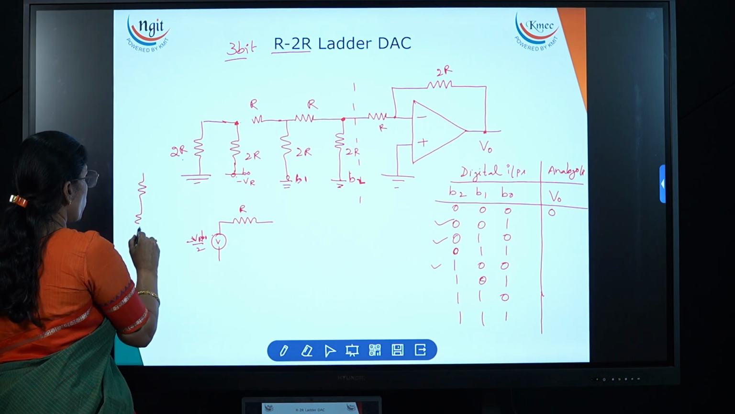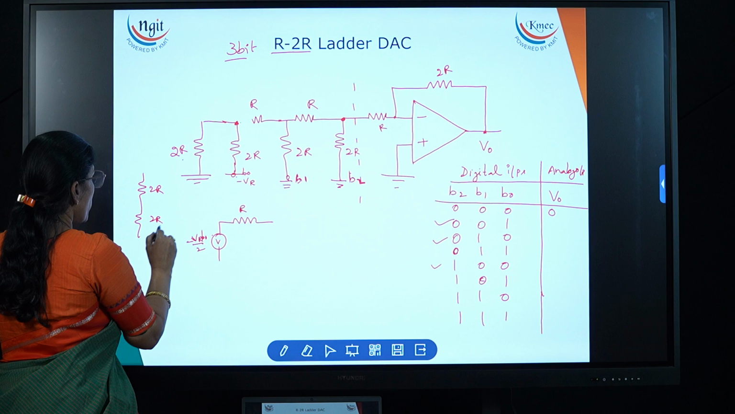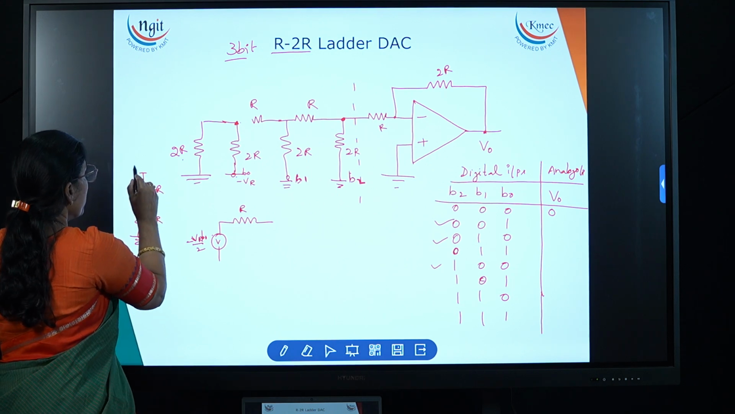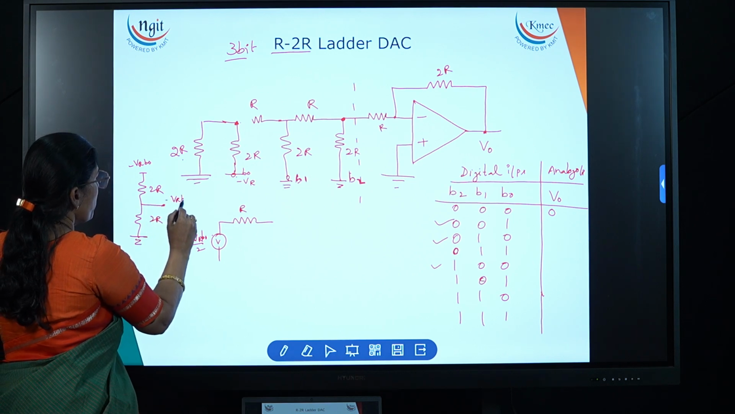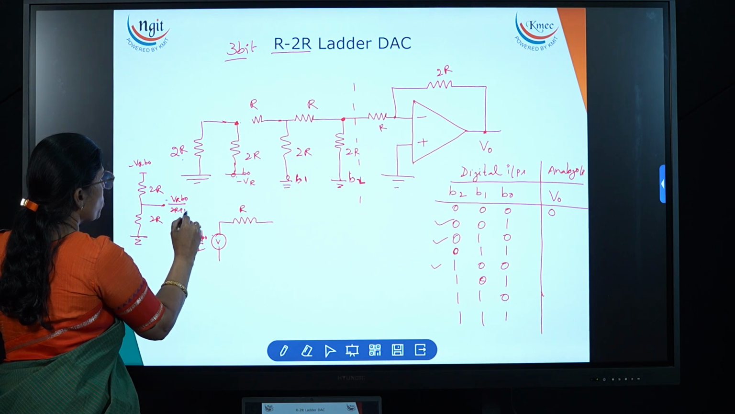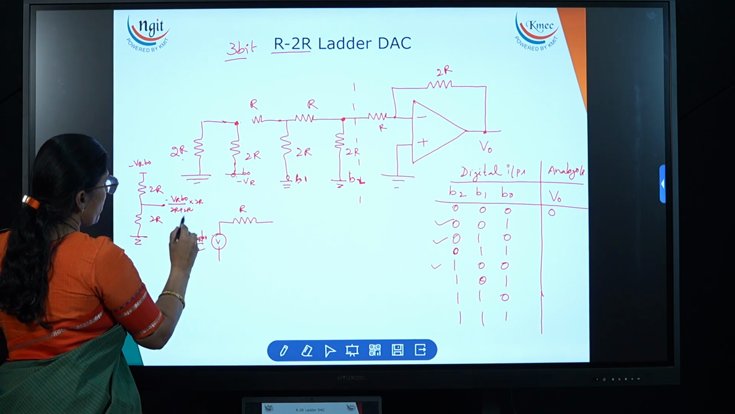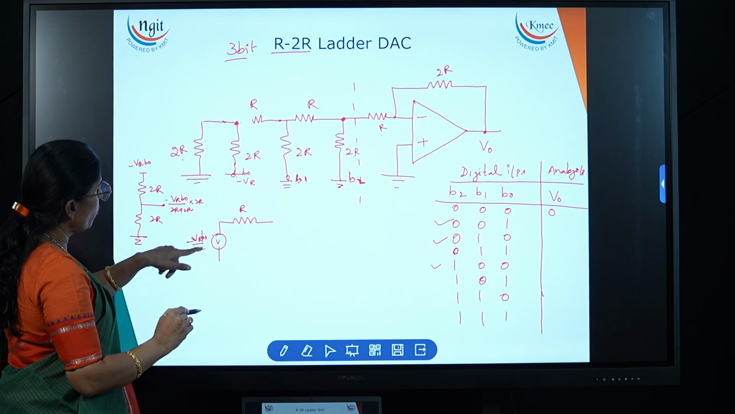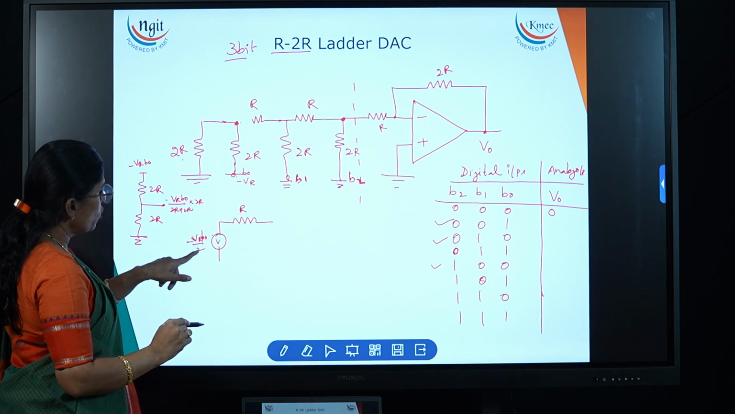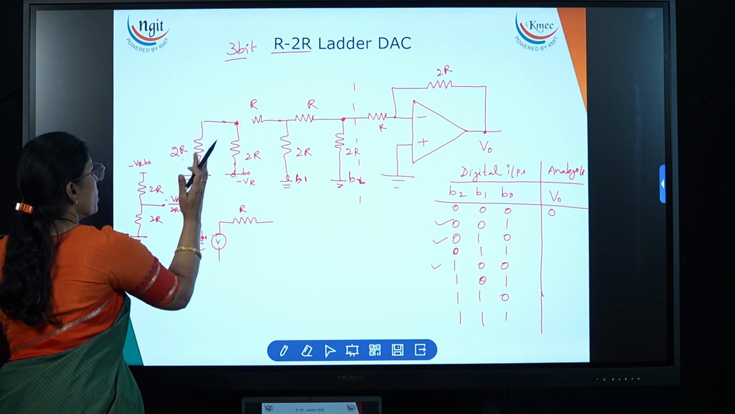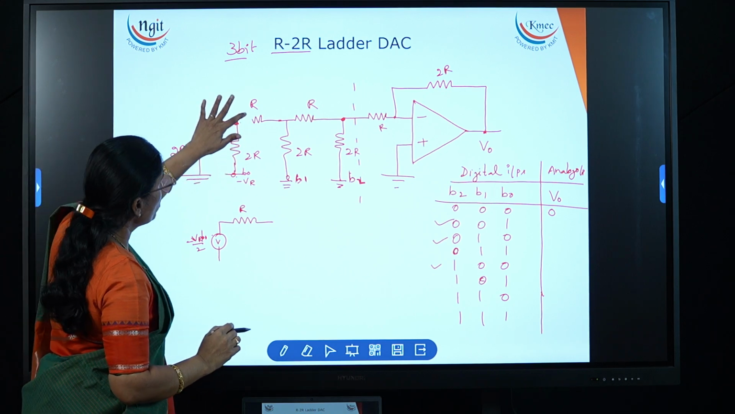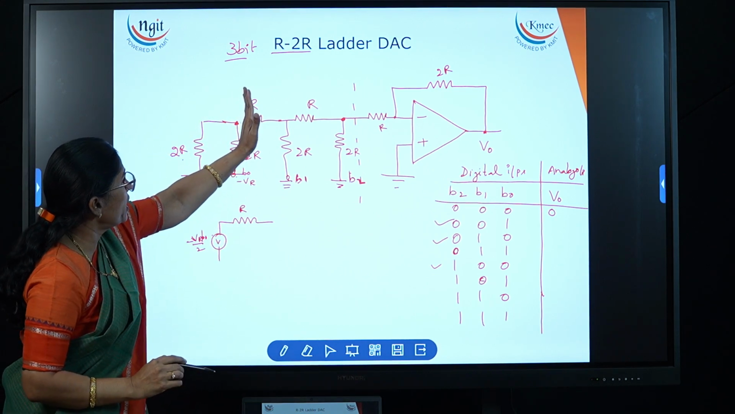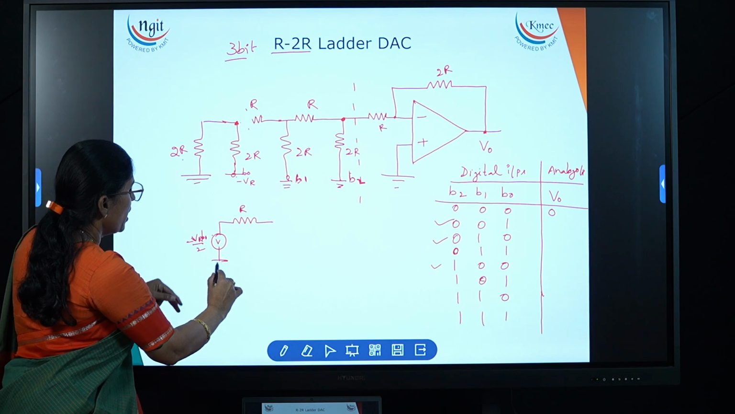So this is 2R and this is 2R. Here it is grounded and here it is given minus VR, B naught VR. So what is the voltage at this point? How will we calculate? Minus VR B naught divided by 2R plus 2R, into 2R. Thereby 4R into 2R, so R and R get cancelled and you will get this voltage. The same phenomenon we are going to apply everywhere. Up to this point we calculated the voltage and resistance. Now, this is the voltage and this is the resistance.